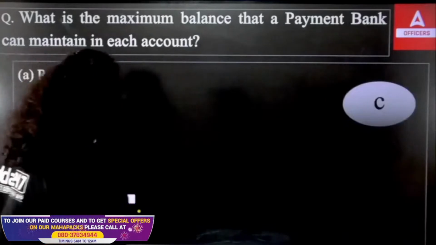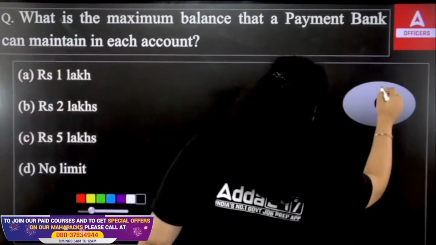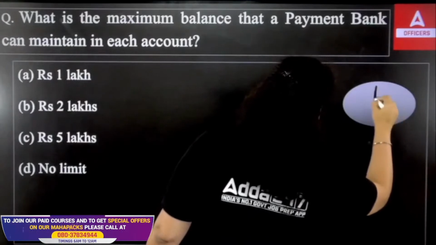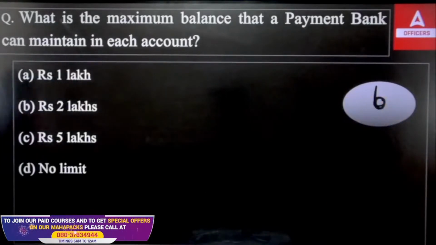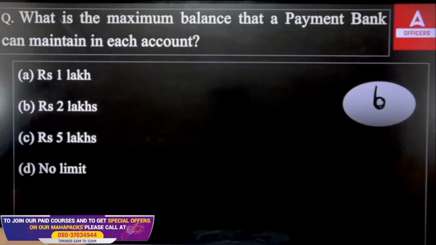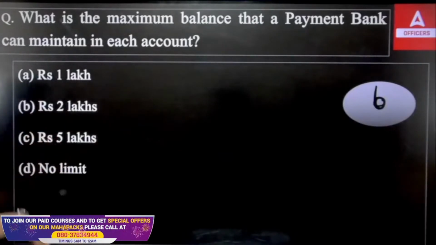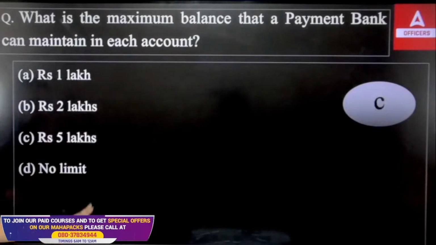This is B. Okay, 2 lakh per customer can be accepted by a payment bank now. Earlier it used to be 1 lakh, but now it is 2 lakhs. The right answer will be option B.